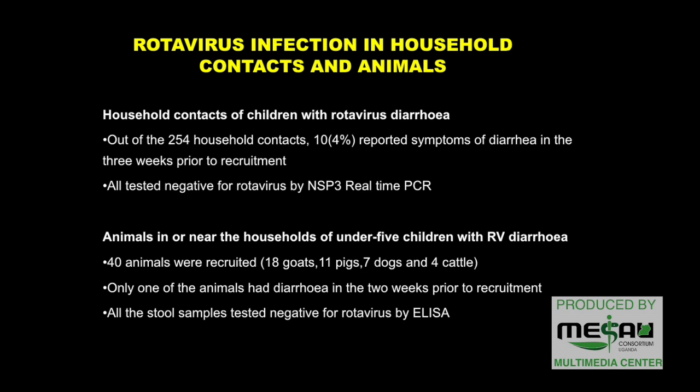In the households, a total of 254 household contacts were recruited, and only 4% of these reported symptoms, and all of them tested negative. And of the animals, we recruited 40 animals, and only one had a history of diarrhea in the previous 2 weeks, and the others still tested negative.